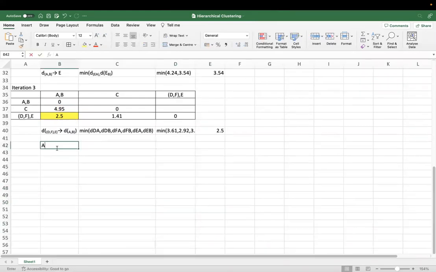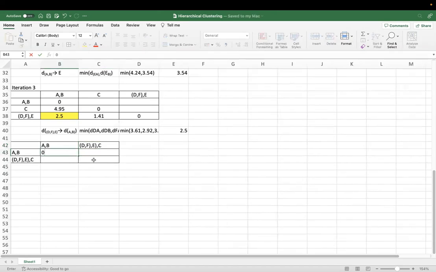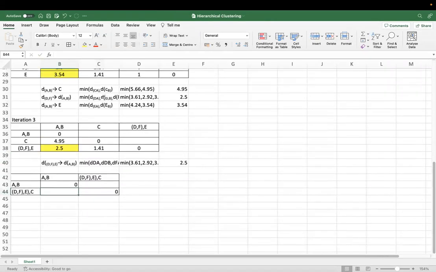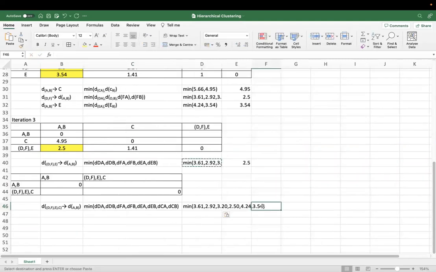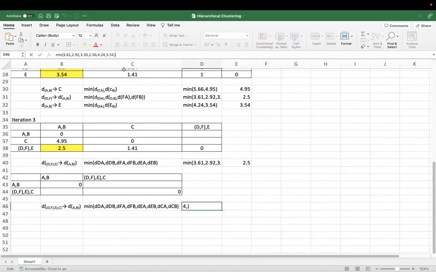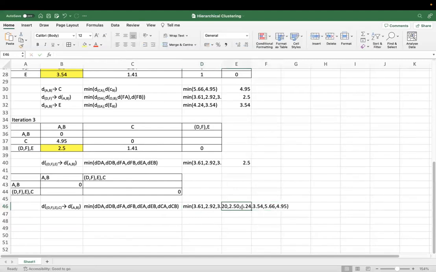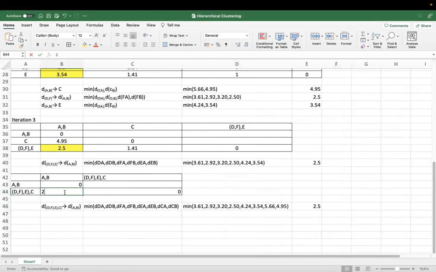Now, which is the smallest? AB remains the same. Now the smallest is DF comma E. This is 0. This is 0. DFE to C: after 3.54, you have to add 5.66, 4.95. So the shortest distance is again 2.50. So this is the final cluster formation which we are going to get.